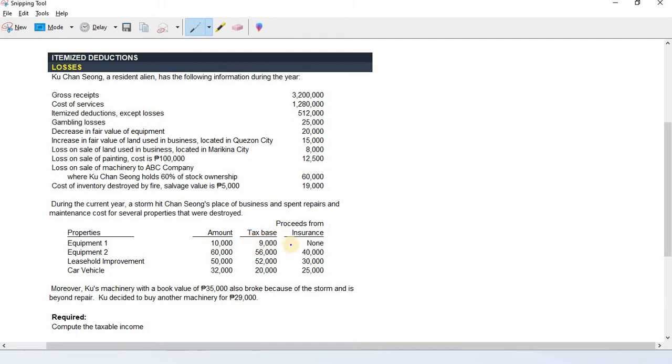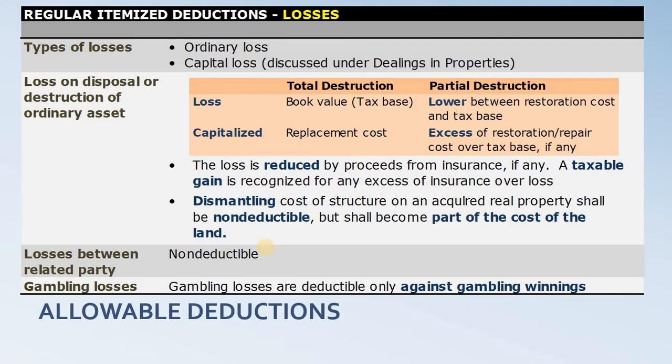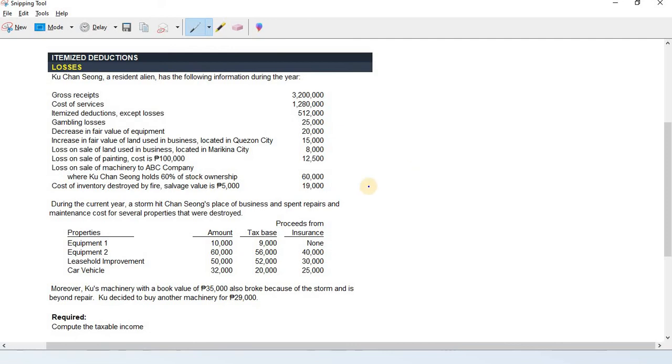So why is it 9,000 pesos? Following the tax rule on partially destroyed assets, the loss that will be reported shall be the lower between the restoration or repair cost and the tax base. And if the repair or restoration cost exceeds the tax base, the amount of excess shall be capitalized. So which means that with the repair cost of 10,000 pesos and the tax base of 9,000 pesos, the lower is 9,000. That is why the loss on equipment 1 is 9,000 pesos.